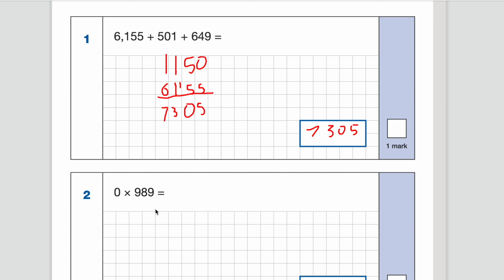Okay, number 2 is a really nice one. I like when I get one of these because there's no working out at all. Anything multiplied by 0 is always 0, so I can put that in without thinking at all. Just remember that anything times 0 is always 0. Some people make the mistake of putting this number, but that's wrong. It has to be 0.